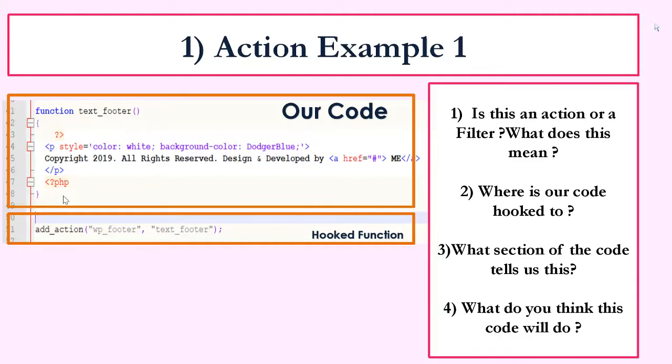What do you think this code will do? Well, here, this is just some HTML. It's just saying that we're going to create a footer. What color is the text and what color is the background for that footer, and it's just got some comments, it's got some text with a link here. So it's going to create our own personal footer.